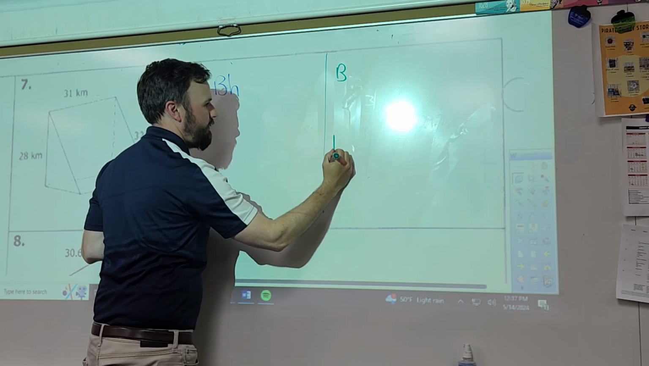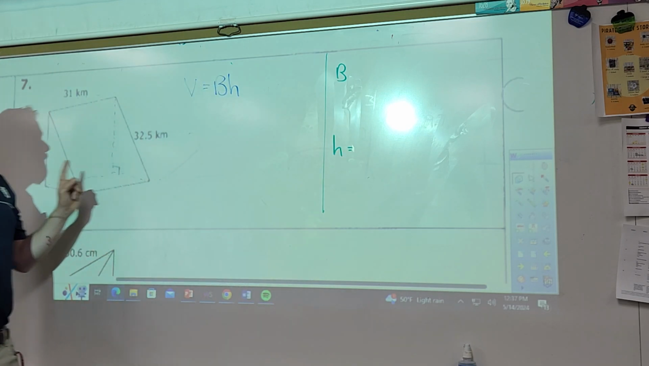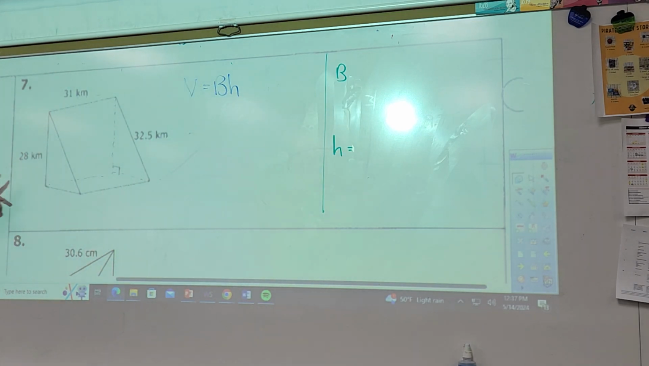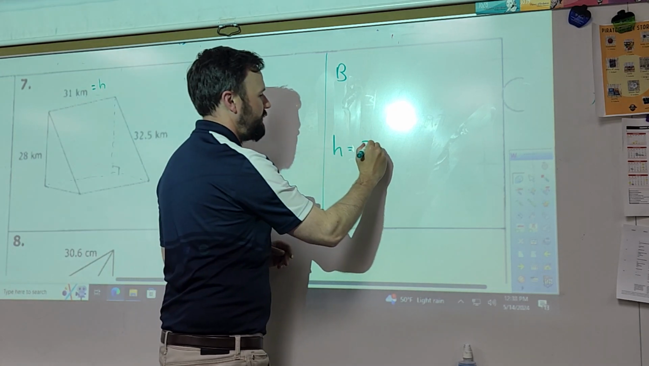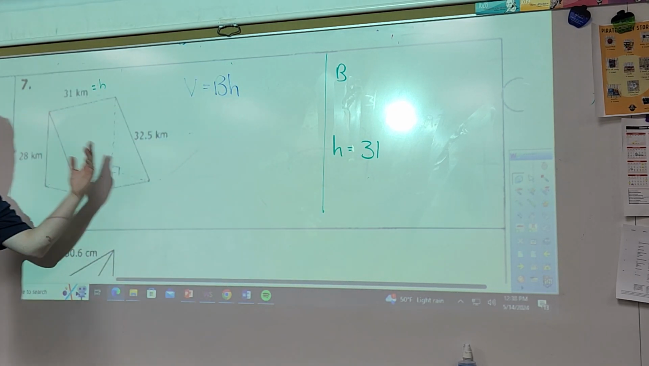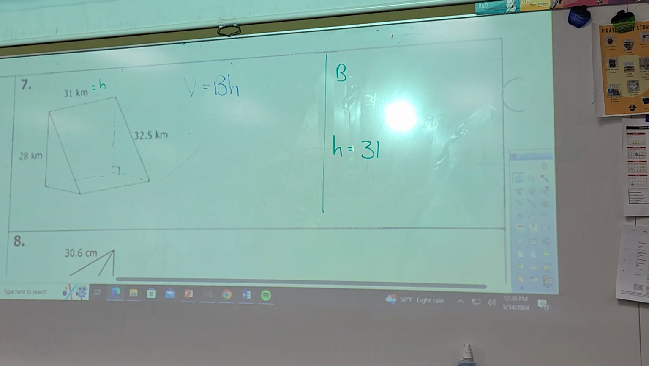Make my sidebar. What's the distance between my two triangles? 31. I agree. So I'm going to put 31. That's there. I'm halfway there, right?